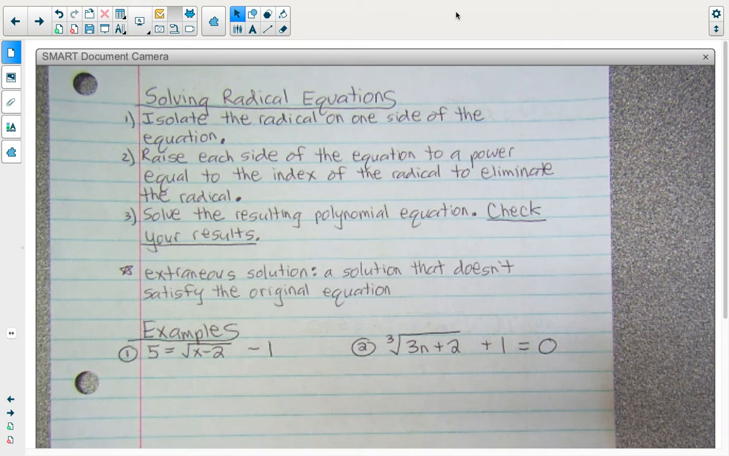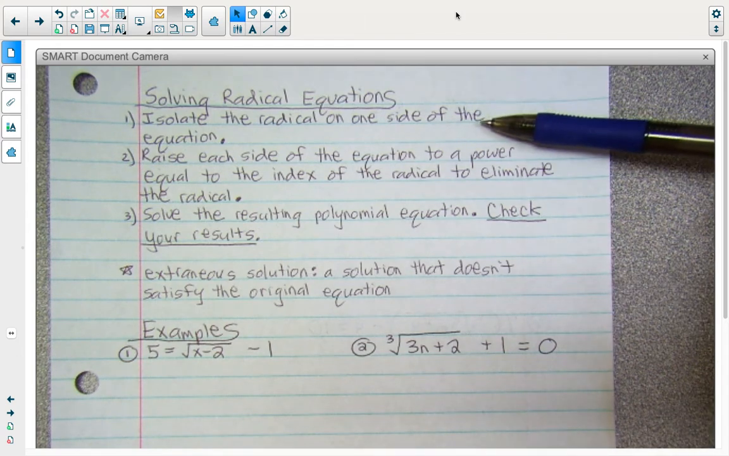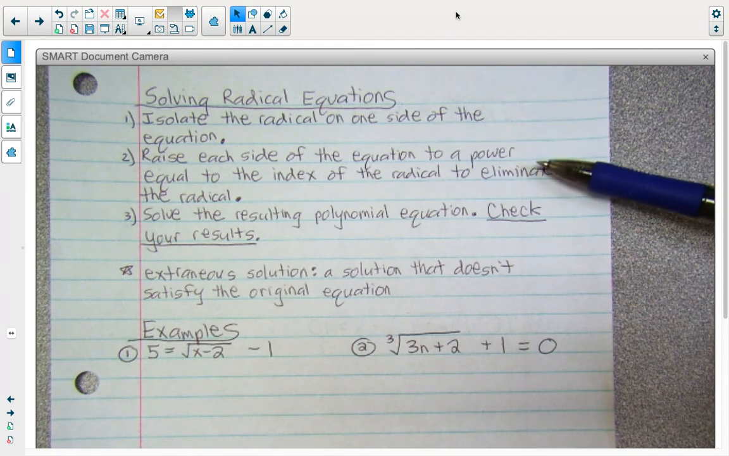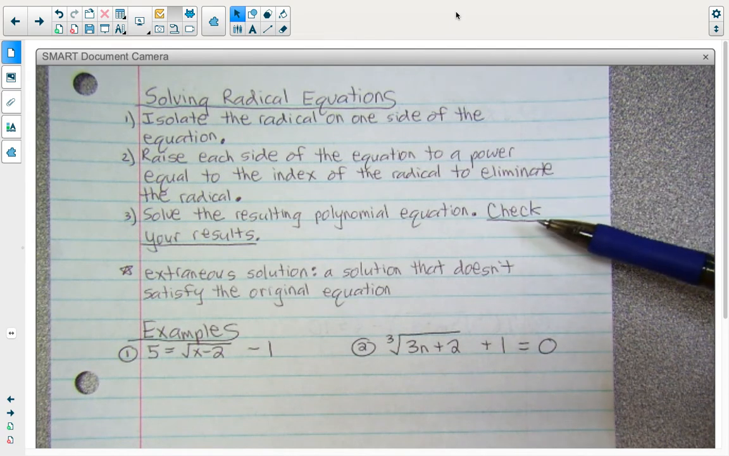We're solving a radical equation. Step 1, you need to isolate the radical on one side of the equation by itself. So the square root symbol, the cube root, you need to get that on one side of the equal sign all by itself. Step 2, raise each side of the equation to a power equal to the index of the radical to eliminate the radical. So some things are going to cancel out. And then step 3, we need to check our answers. So we're going to solve it first and then check our results.